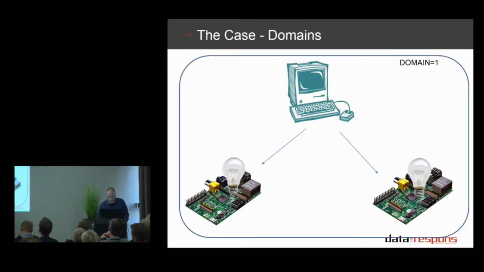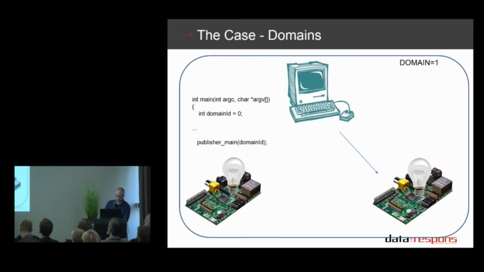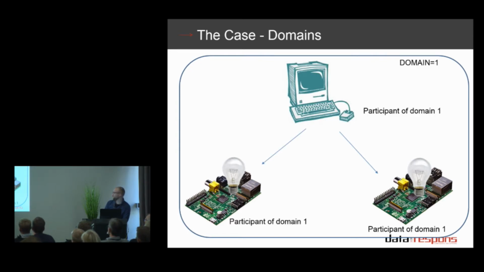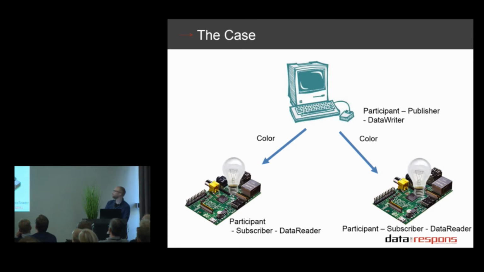So in our case, you first have to specify the domain you will be working in, because there might be several domains, and they don't know about each other. Then you have to set up participants to tell the software that you are participating on domain one. Then you have to specify if you're a subscriber or publisher, like so. And then you have to set up data writers and data readers for the color. The color is the topic, so that's the data we will be sending and receiving.